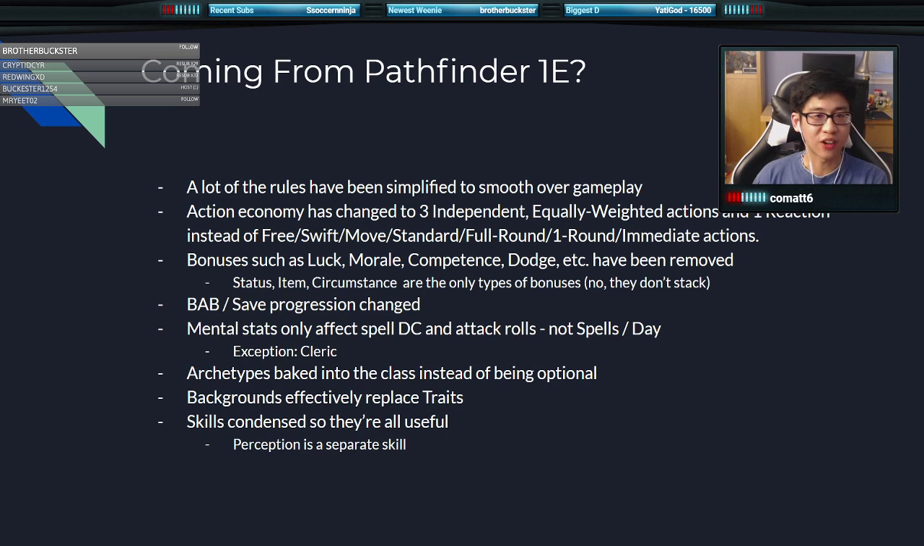It affects your spell attack rolls now. So attacks such as Shocking Grasp back in Pathfinder First Edition would require either strength or dex, whether or not you had a weapon finesse. But now, if you're playing a sorcerer, for instance, Shocking Grasp would use your charisma ability score modifier instead of strength or dex. The one exception here is the cleric.